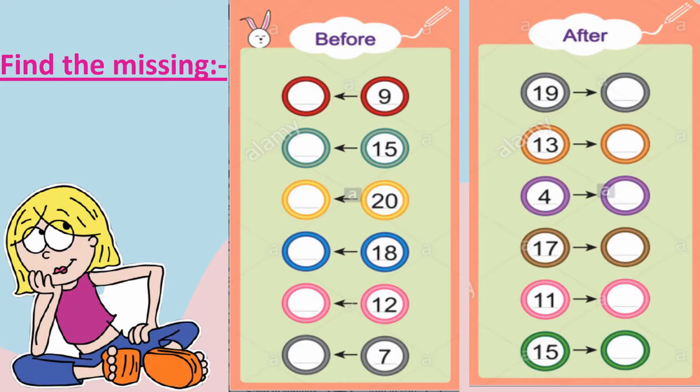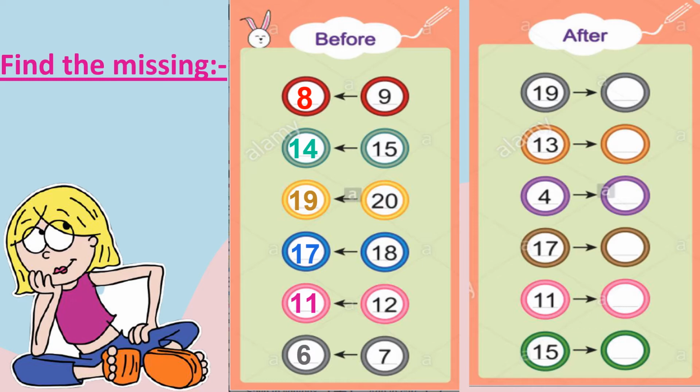Before 9, 8. Before 15, 14. Before 20, 19. What is the number that comes before 18? 17. Before 12, 11. Before 7, 6.